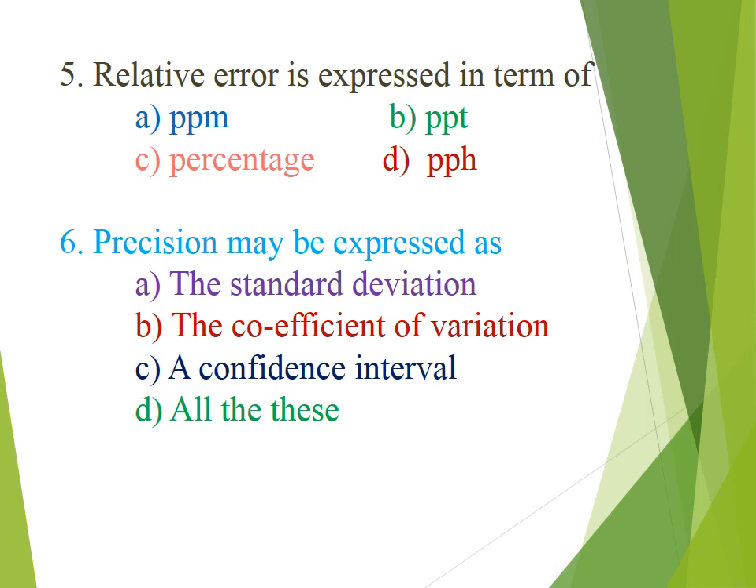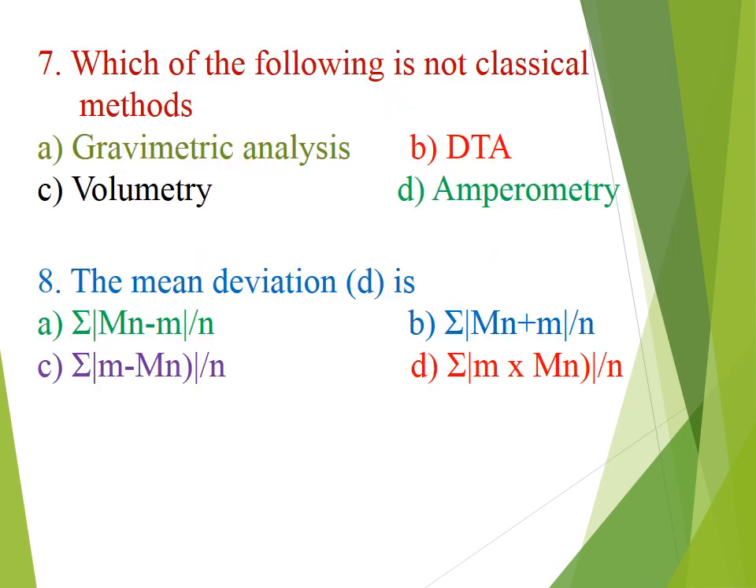The precision may be expressed as A. standard deviation, B. the coefficient of variation, C. the confidence interval, D. all of these. Here, the best option is D. That is, precision may be expressed in all 3 ways. Therefore, the correct option is D.